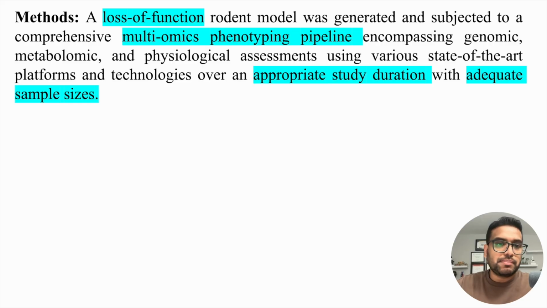Next, suppose for the method section here, in this particular method, I have just mentioned a loss of function rodent model, but I have not indicated what loss of function. I just mentioned multiomics, phenotypic pipeline, appropriate study duration, which is not clear as to how long the study was performed, and adequate sample sizes, which is not clear as to how many samples were present.